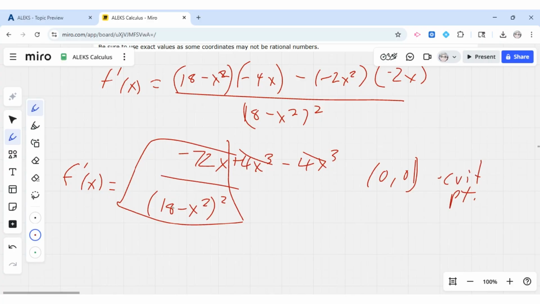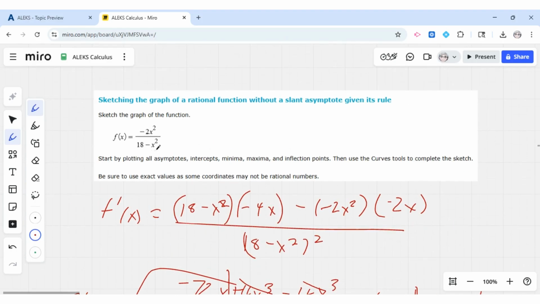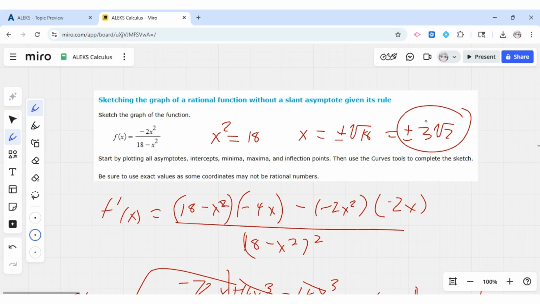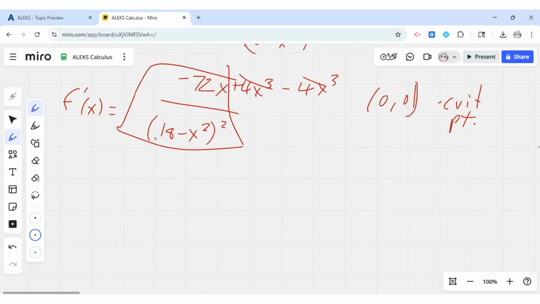And then it's also going to be undefined, and where it's undefined is the same as where it's undefined in the main function. It's where x squared equals 18. So that means where x equals plus or minus the square root of 18, which is plus or minus 3 times the square root of 2. So those are also critical points because the first derivative is undefined there. I guess the second derivative is going to be undefined there too. Maybe we should go on to figure out the second derivative.